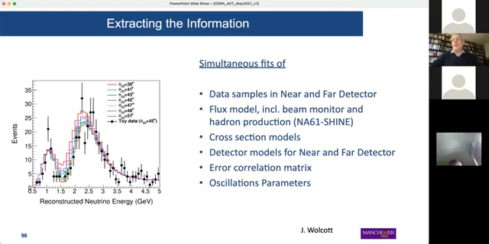And it's a little more complicated than just counting the events. So we use the data samples in the near and the far detector. We use everything together: the flux model, the beam monitor data, hadron production data, cross-section models, detector models, the error correlation matrix, and then fit the oscillation parameters. And for some toy model, this is shown here, where you just have the data and different curves for different mixing angles.